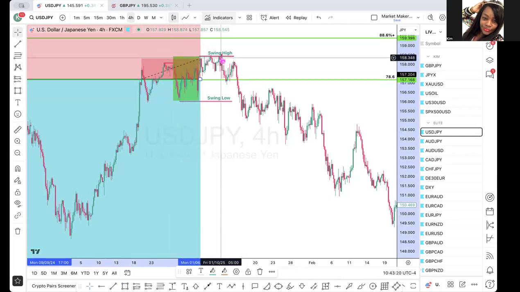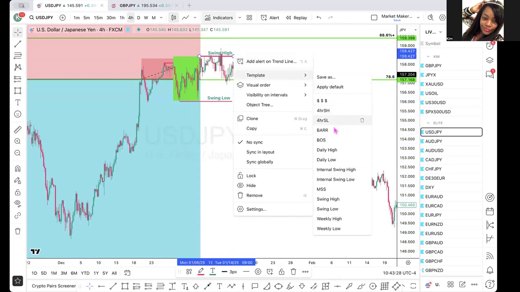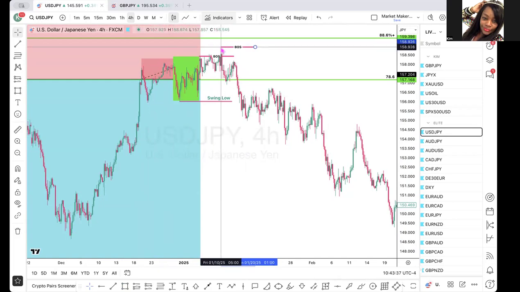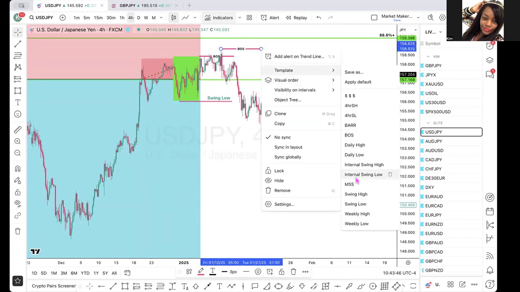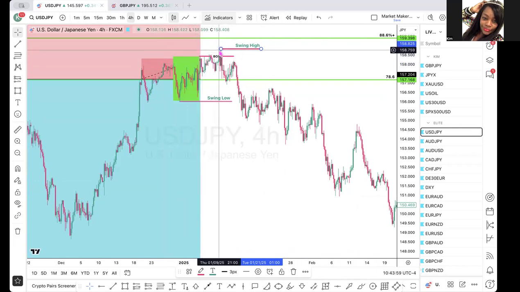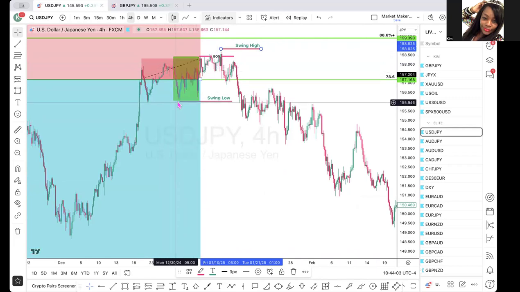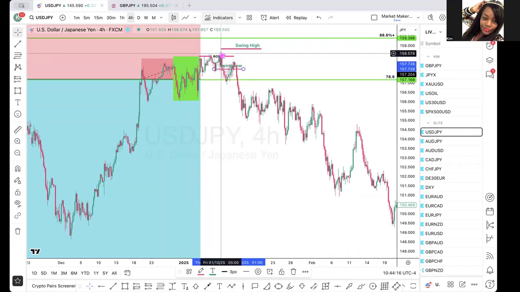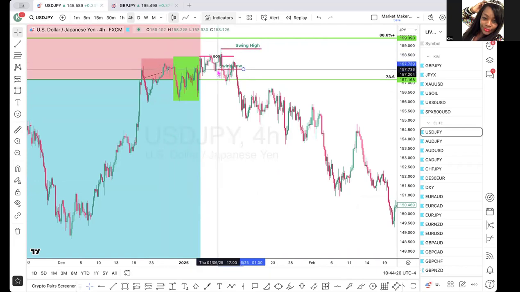Okay. So now when price breaks this high again, right here, this is now your break of structure. This is now your, I meant to move the other one. That's okay. This is now your swing high. Okay. So price pushed up, and then price broke structure. You should move your swing low here, because this is where price broke structure. Okay, so now this is your swing low right here.